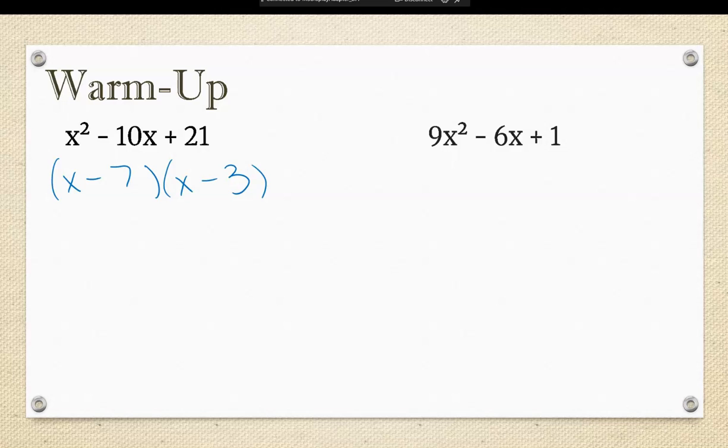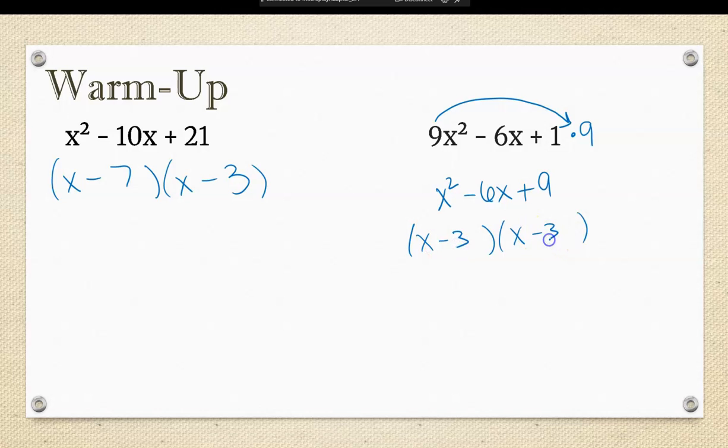Next, 9x squared minus 6x plus 1. Is there a GCF? No, you can't divide any of them by the same thing. So, are we going to basic or are we going to slip and slide? Yep. Okay. So, we are going to slip the 9 to the end. So, now we have x squared minus 6x plus what? Plus 9. Now we can basic factor.